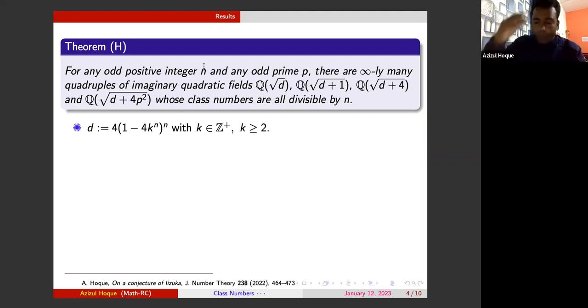Now in our case, this D is fixed, so you can construct all these fields. D is of this form, where k is any positive integer bigger than or equal to 2.